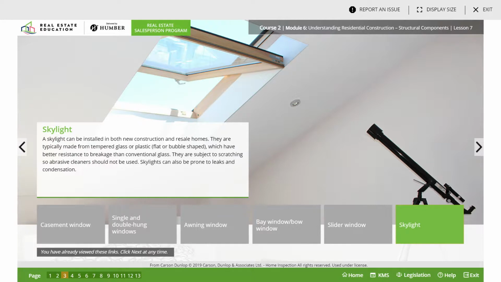A skylight. A skylight can be installed on both new construction and resale homes. They are typically made from tempered glass or plastic, which have better resistance to breakage than conventional glass. They are subject to scratching, so abrasive cleaner should not be used.